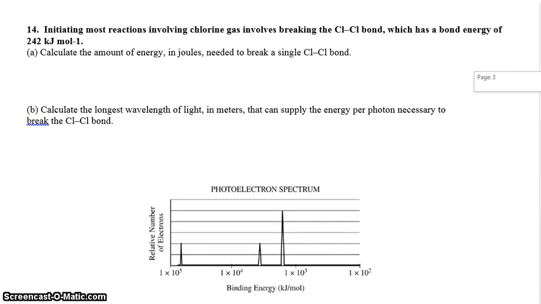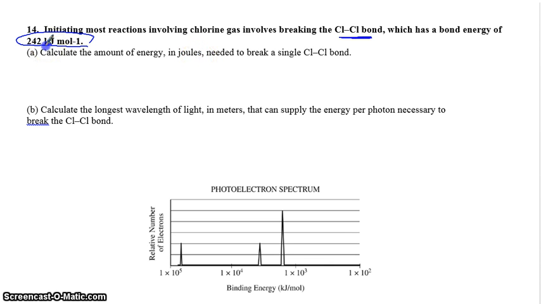And then this allows us to use the equations which are given to you at the very first, or on the first page of the AP exam. So here we have a problem. Initiating most reactions involving chlorine involves breaking the chlorine-chlorine bond, which has a bond energy of 242 kilojoules per mole. Calculate the amount of energy in joules needed to break a single Cl-Cl bond.